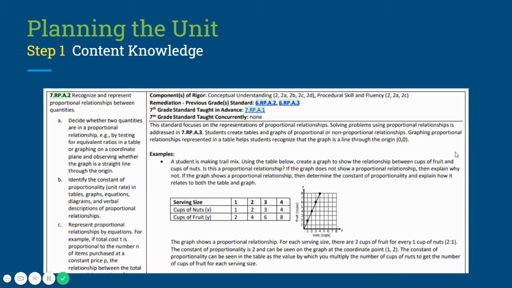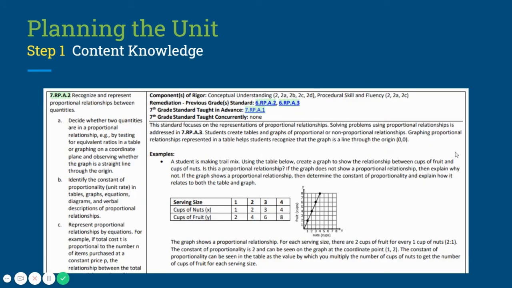Also, we have our companion documents from the State Department. So if I were teaching 7.RP.A.2 in this unit, so this would be the standard I'm addressing, then I can look at this companion document and not just see the standard, but I can really dig deeper into what this standard focuses on and even examples of what it might look like in an assessment. You also see on the 2.0 version of these companion documents, you see remediation and components of rigor have been added. And so that's pretty helpful as well.